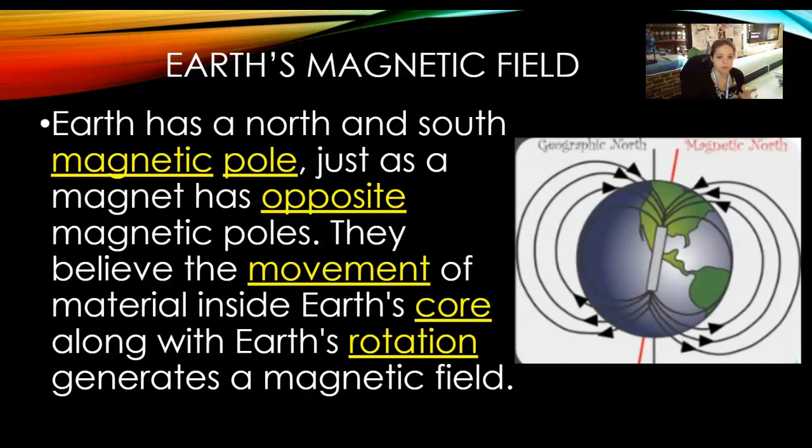Well, that liquid outer core helps, it moves. There's movement in there. Because there's movement in the outer core, and we're spinning, we're rotating, that causes something called the magnetic field. In the magnetic field, I don't know if you've ever seen magnets. Usually you have a red end and a blue end. Well, that's kind of like what the earth is. You have a magnetic north and a magnetic south.